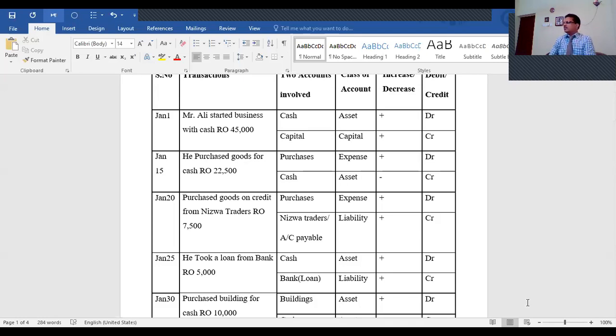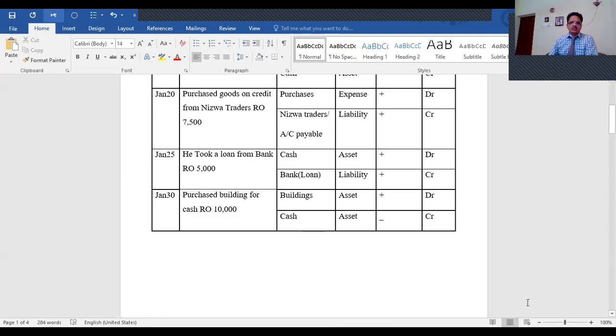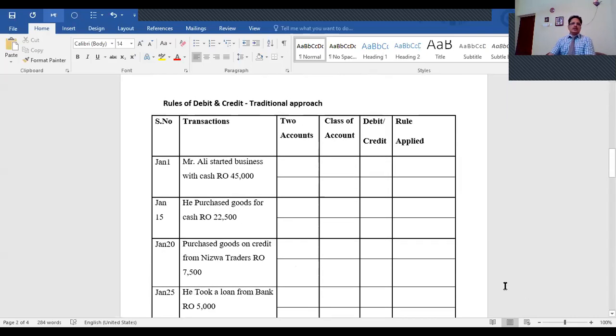For the same transaction we'll apply the traditional rule also. Then try to understand both. Then we'll do more and more exercises in the next class. So this same transaction, but we'll apply the traditional approach. Whichever approach to accounts, there is no change. So Ali started business. You have two accounts already, cash and capital. There are no differences in that, cash and capital.